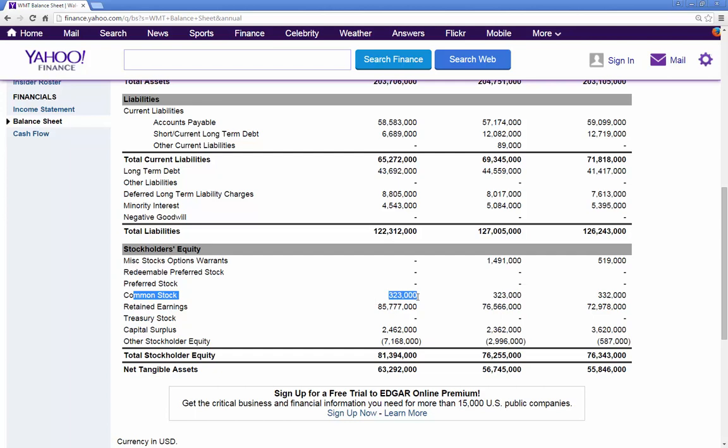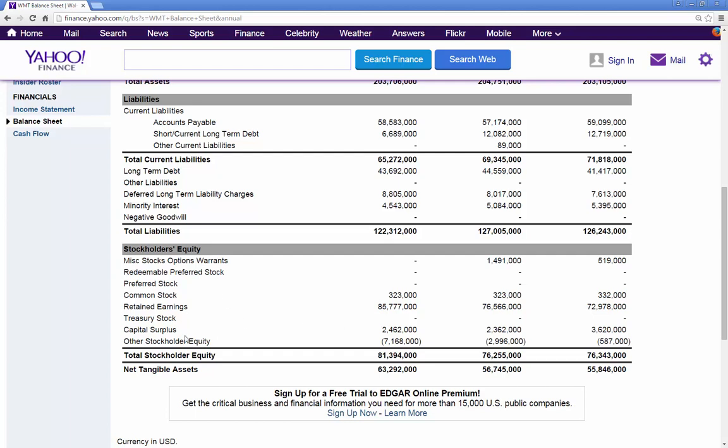In this case, Walmart has $323 million in common stock carried on its balance sheet. And then the other is retained earnings. Those would be profits of the business from previous periods that had not been paid out ever to the stockholders. And so you can see that's where the vast majority of Walmart's stockholders' equity comes from, is through retained earnings.